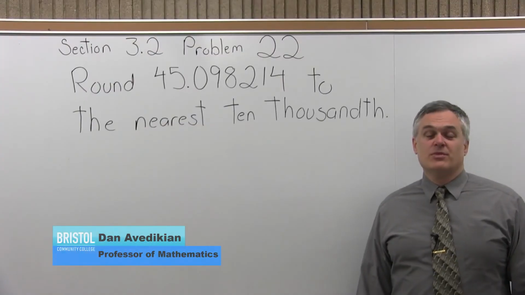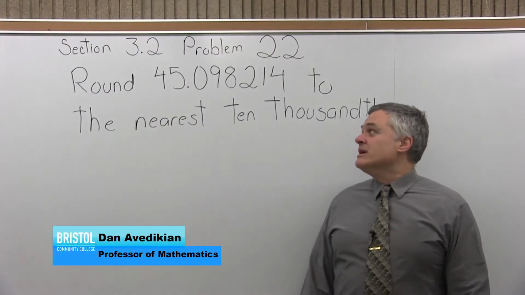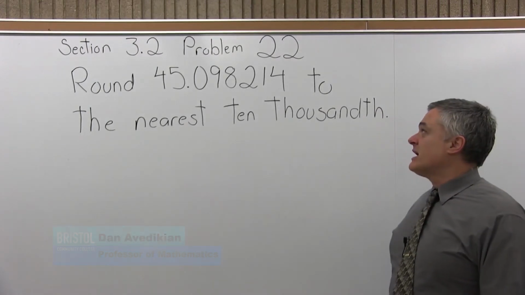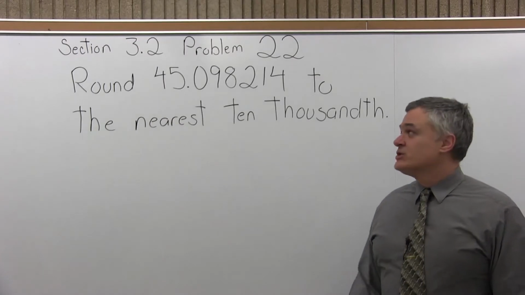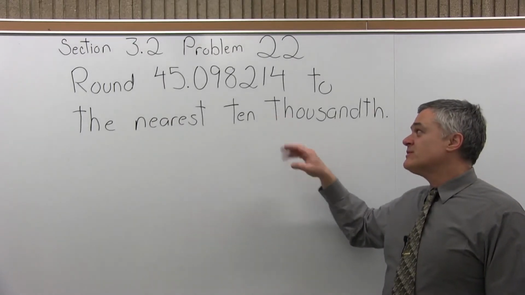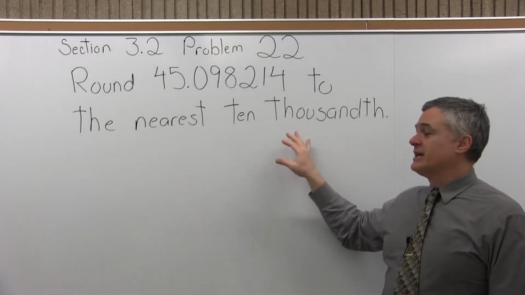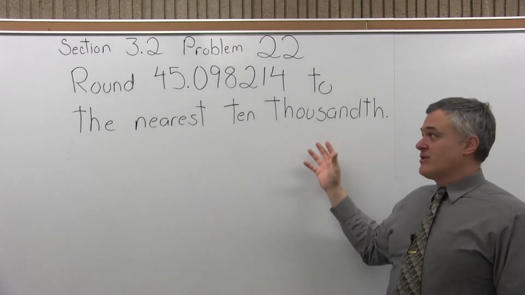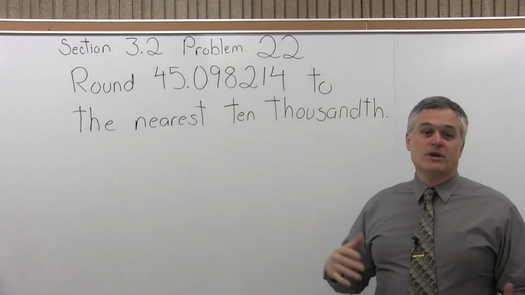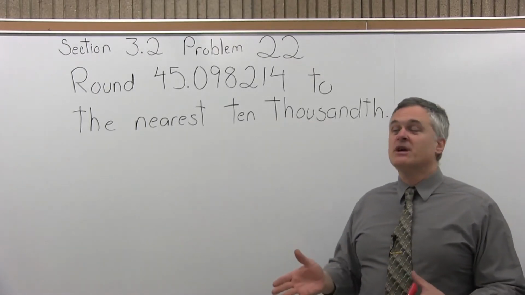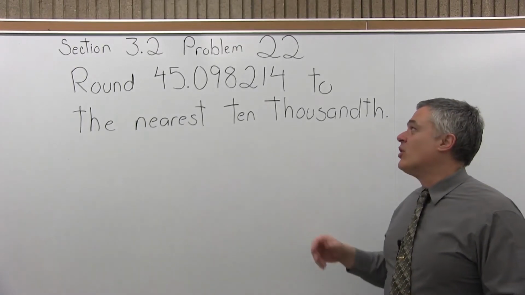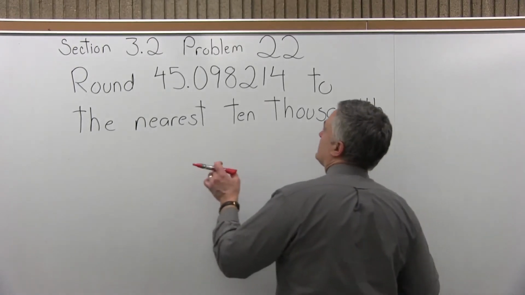This is Section 3.2, Problem 22. It says round 45.098214 to the nearest 10,000th. So the same number has been used in the previous few questions, but rounding to a different place. So now 10,000th, what position is that? And then we want to look at the next digit over and see if it's big enough to push our rounding digit up one or not. So first, find the position.